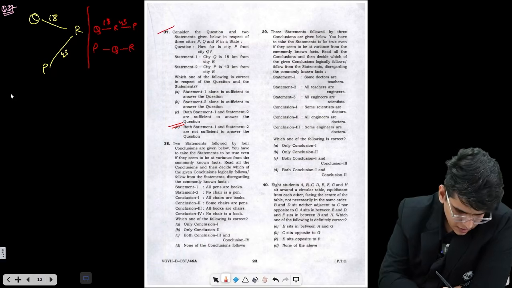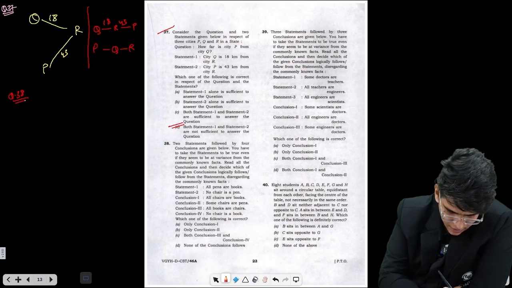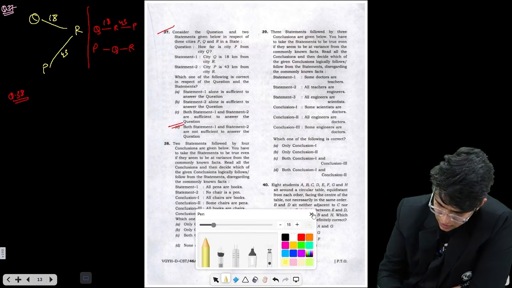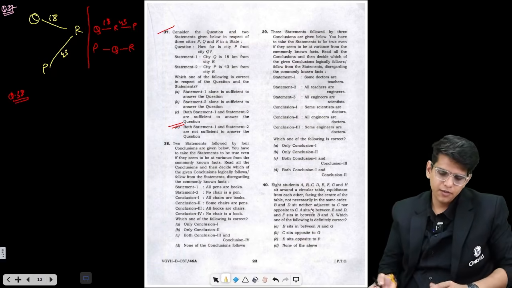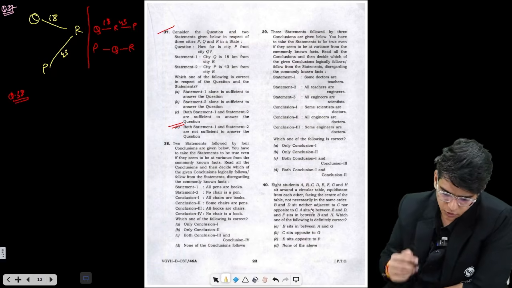Question number 38. One of my favorite questions. Basically, this topic, syllogisms, is one of my favorites, right? They are easy questions if you know how to do them.